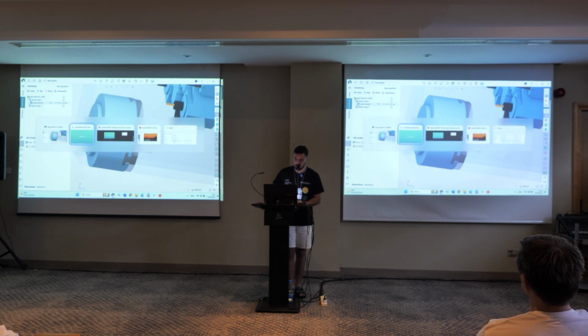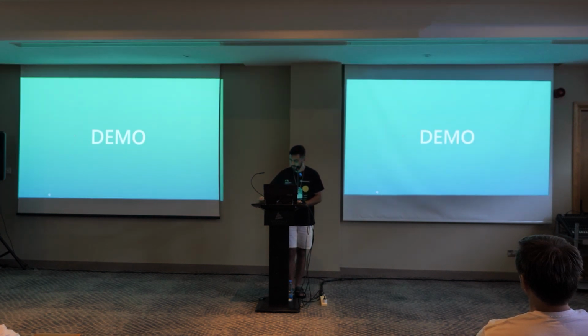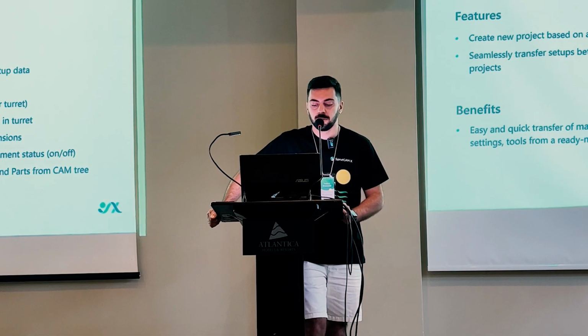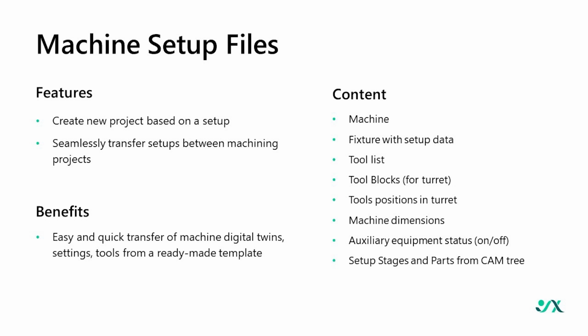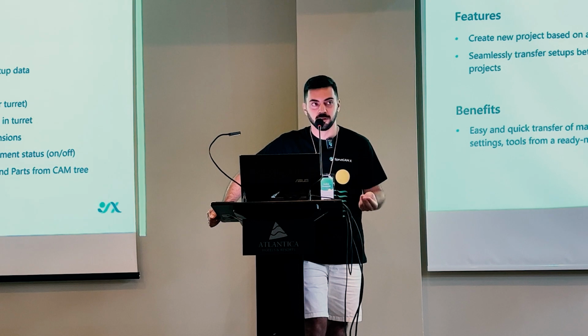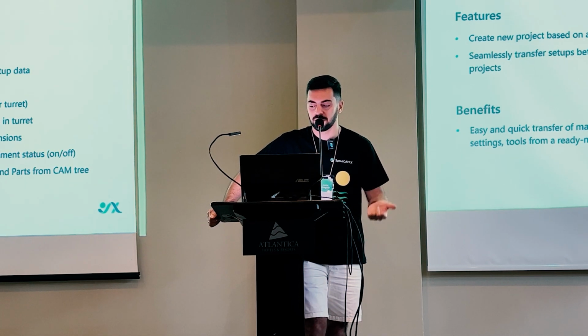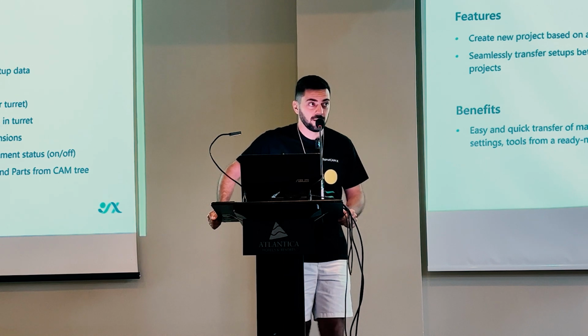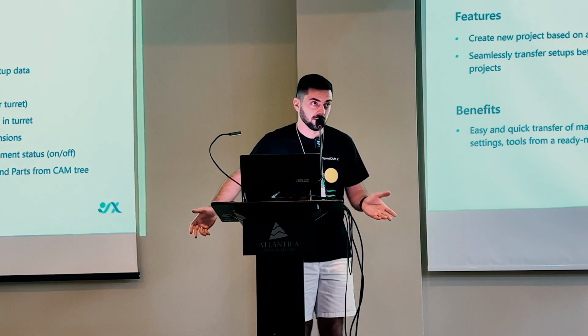Okay, so let's take a look at the benefits. As I already told, the machine setup files are for easy and quick transfer of machine digital twins, settings, and tools from a ready-made template. The machine setup file contains the machine, fixture, tool list, tool blocks, tool positions in the turret, machine dimensions, auxiliary equipment status, and setup stages and parts from a SprutCAM project. Basically, it's the SprutCAM project, but without parts and without toolpaths. That's it.